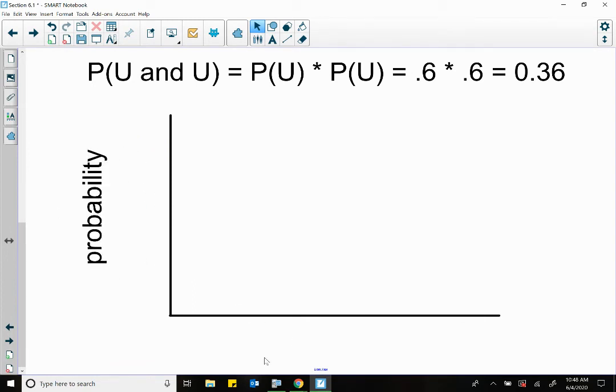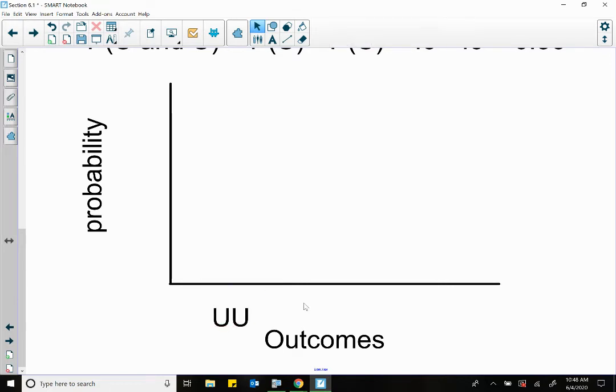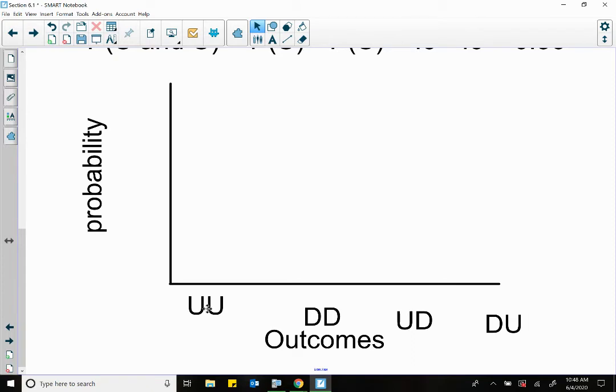And down here are the outcomes. And I've got UU, ED, UD, EU. I'm going to move them where they need to go. And then I just need to kind of label my side over here. So let's see here.